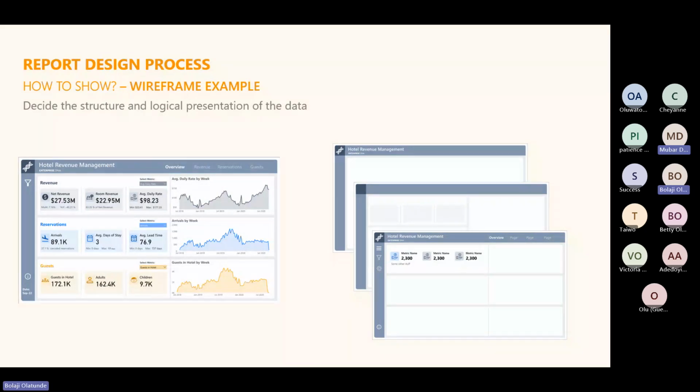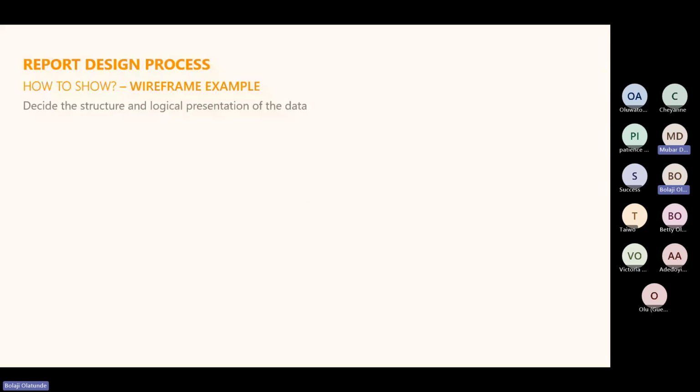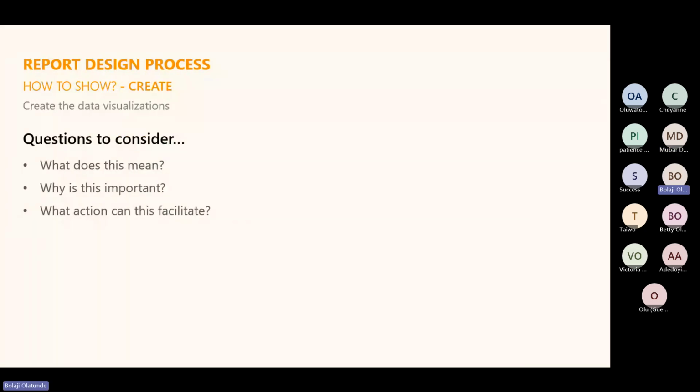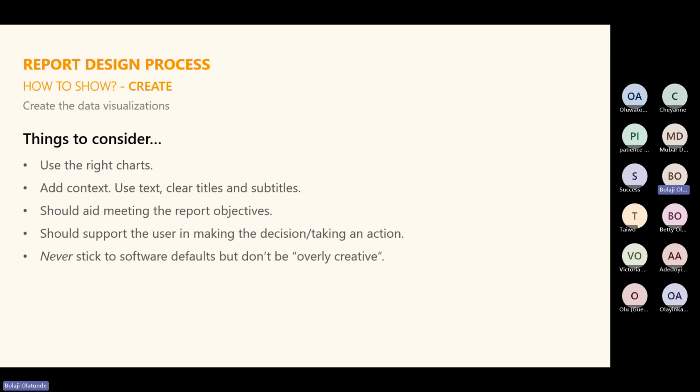And then we went through the create phase where we talk about, if you're going to start creating a report and you're going to start creating visualizations, what are some things that you should take into consideration? What are some questions that your visuals should be able to answer to ensure that those visuals are effective, right, in communicating the information? And we talked about a couple of things to consider: using the right charts, adding context, not sticking to the software default, but still being careful with that.